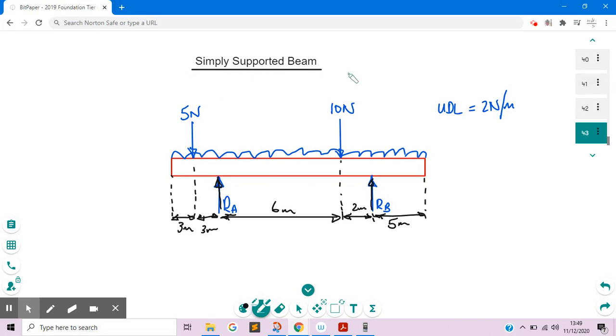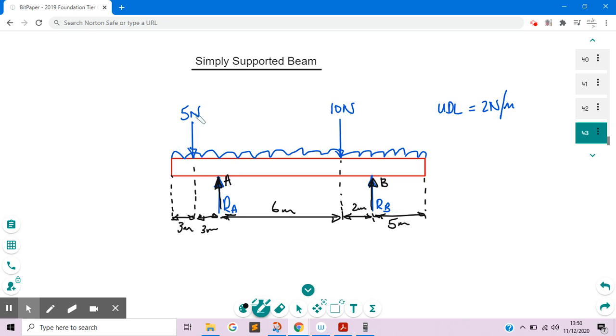We're now going to look at a simply supported beam. So we've got a beam here and it's got two supports at A and B. What we're going to do is work out the reactions at A, the reaction on this support here, and the reaction at B at this point. So RA and RB, we're going to work out.